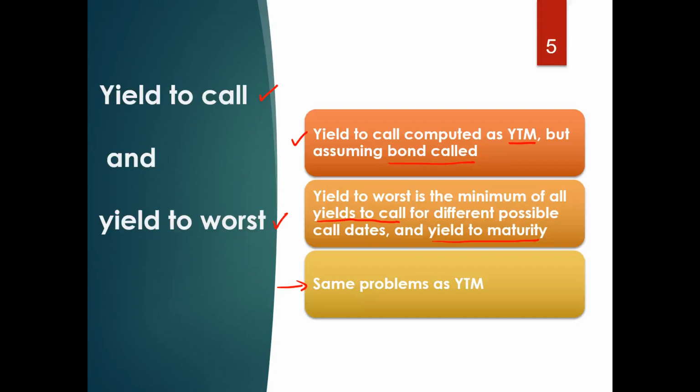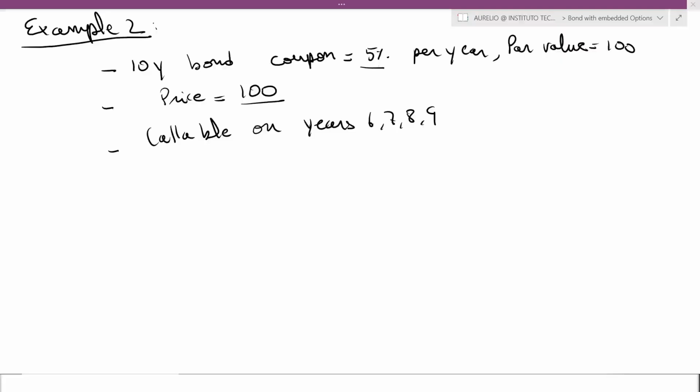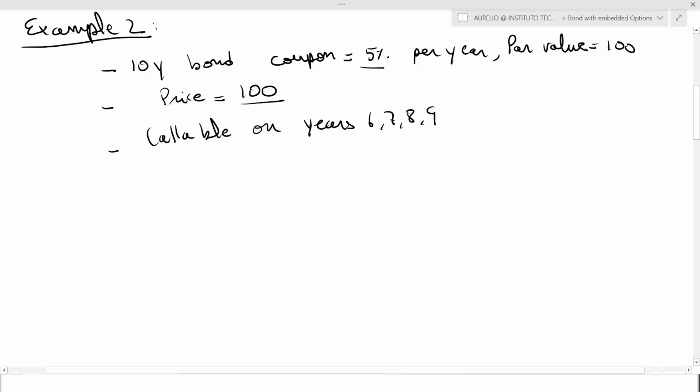Let's see an example to further understand the concepts of yield to call and yield to worst. So we have a 10-year bond that has a coupon of 5% per year and a par value of 100. Now we're going to set the price to 100, and this implies that the yield to maturity of this bond is going to be equal to 5%. Why? Because when the price is equal to the face value, then the yield to maturity is equal to the coupon. This bond is going to have a call feature, and it can be called in years 6, 7, 8, and 9.